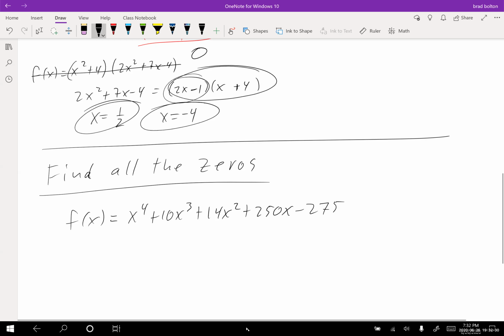So let's take out our calculators. I'm going to do it on my other calculator so it doesn't take as long. You guys should all take out your calculators and plot this in your calculator. X to the 4th plus 10x cubed plus 14x squared plus 250x minus 275. So then I graph it.